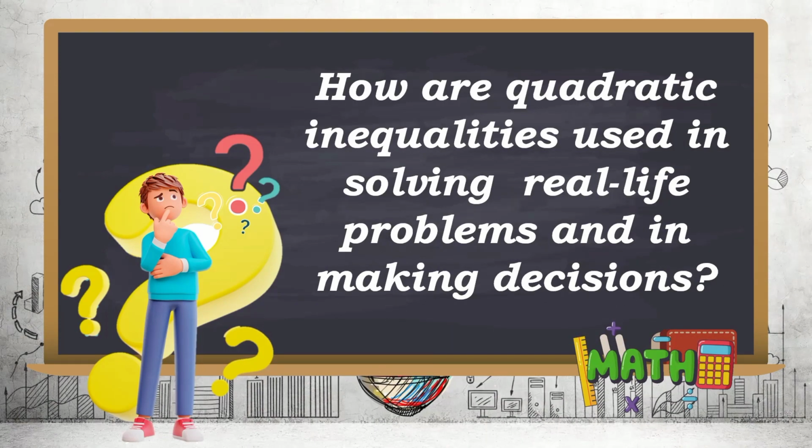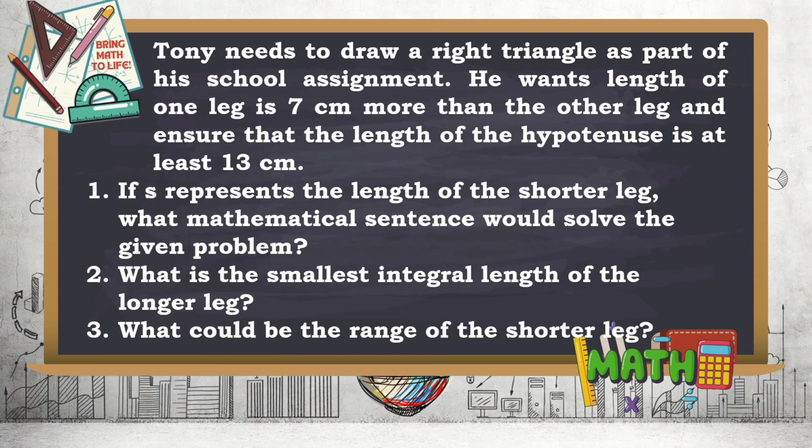How are quadratic inequalities used in solving real-life problems and in making decisions? Tony needs to draw a right triangle as part of his school assignment. He wants the length of one leg to be 7 centimeters more than the other leg and to ensure that the length of the hypotenuse is at least 13 centimeters.